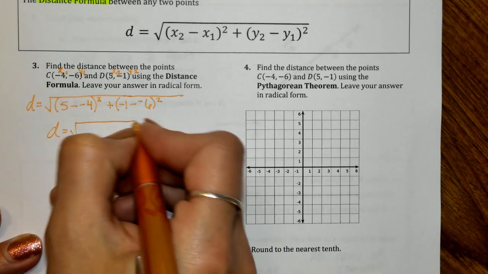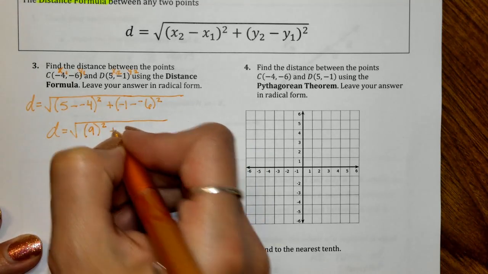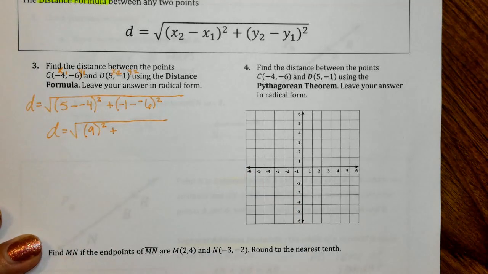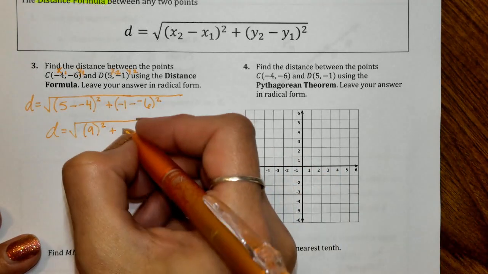Well, 5 minus -4 is going to give you a 9. Notice I'm putting in parentheses. Please put it in parentheses still. Okay, trust me. We're going to get to a problem, the last problem. We're going to see what's happening here and why we need to put it in parentheses.